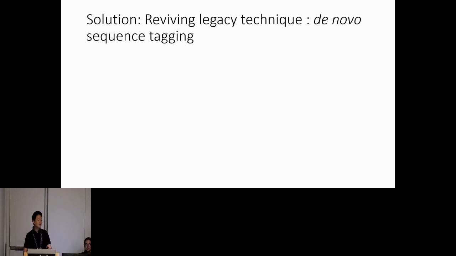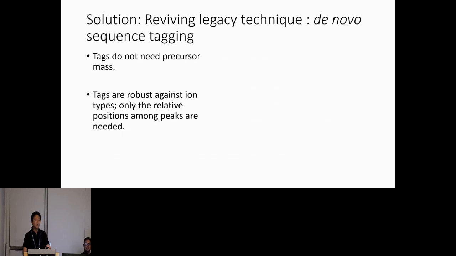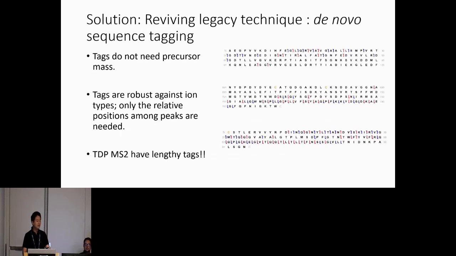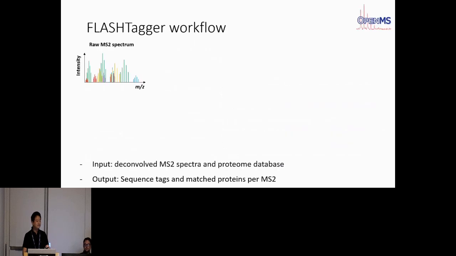So we suggest a solution basically by reviving a legacy technique, which is de novo sequencing tags. Tags are a really old technique, but they have very good characteristics. The first one is they do not suffer from precursor mass. We can make use of precursor mass, but we can skip using it. And also it's quite robust against ion types because only the relative positions among peaks are used. And luckily for top-down high-quality MS2 spectra, in most cases, we have long tags.